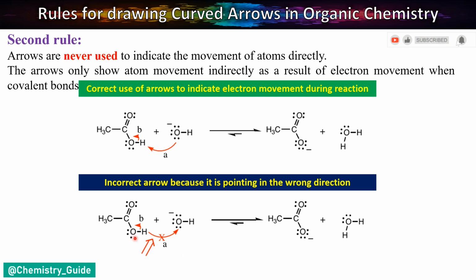So in the incorrect scenario, we have shown the migration of a proton onto the alkoxy, or what you call the hydroxide anion. The correct use is that the lone pair of oxygen, or the negative charge, abstracts the proton without any electrons, generating the acetate ion and the water molecule.